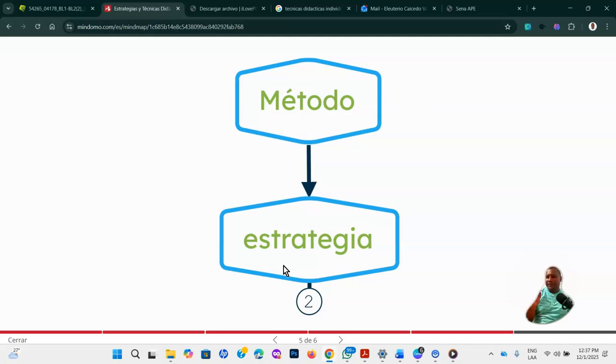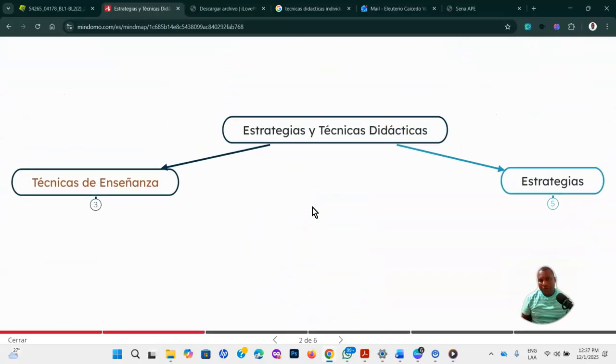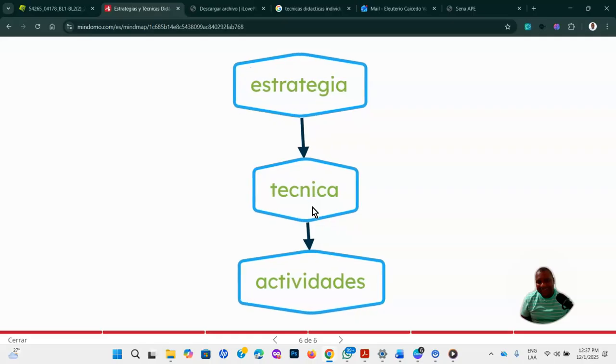According to the method we developed this, or we established, we set the strategy, and those strategies we put into action with the techniques, and those techniques are reduced to punctual activities according to each one. We have different techniques, and each technique has different activities.